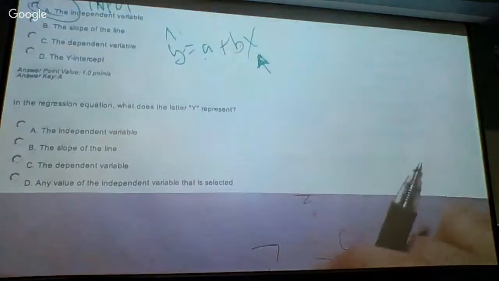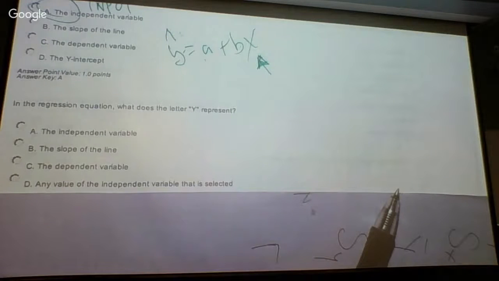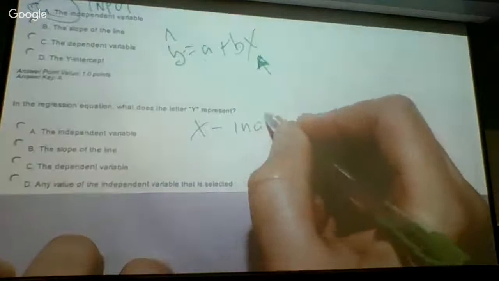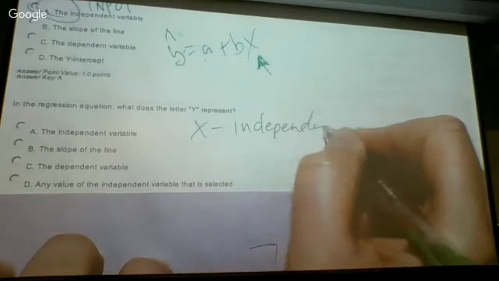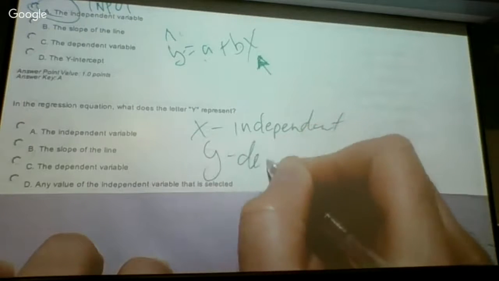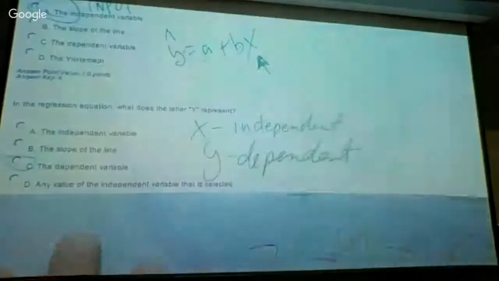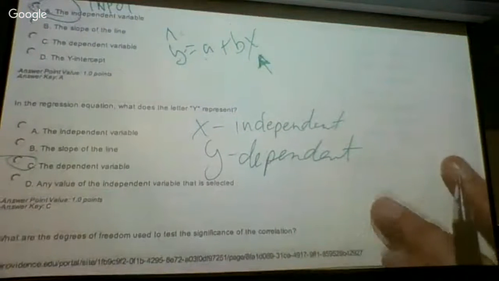In the regression equation, what does y represent? Dependent variable. X is the independent or input. Y is dependent. Cool.